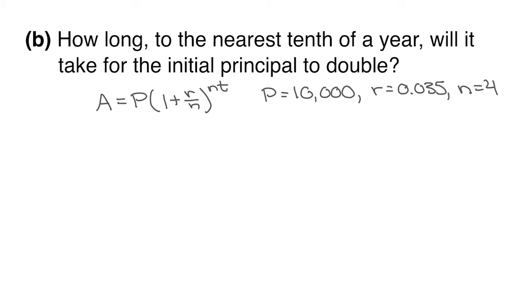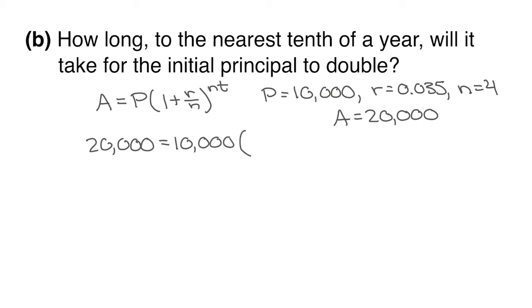In this case, we're looking for the time T that it will take for the initial principal to double. So we're looking to solve for T when A is equal to 2 times 10,000, or when A is equal to 20,000. So we'll substitute these values into the equation and then solve for T. We have 20,000 is equal to 10,000 times 1 plus 0.035 divided by 4 raised to the 4 times T power.